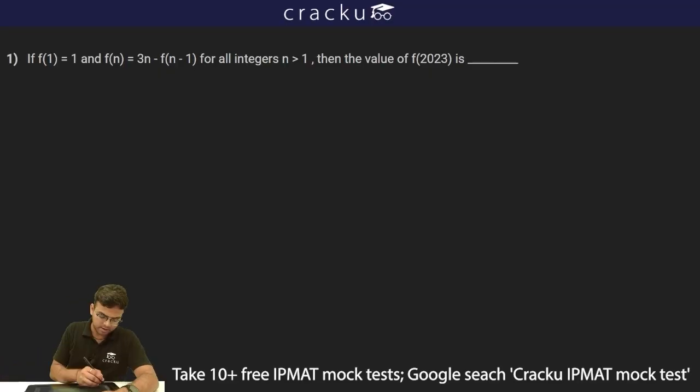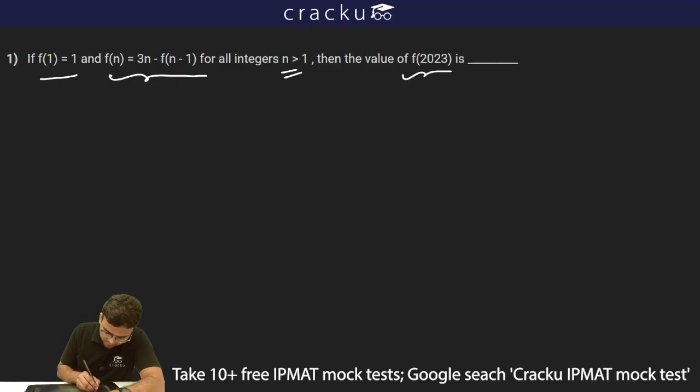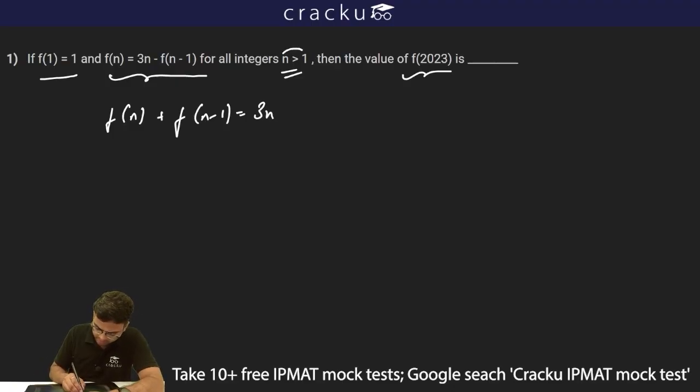So the first question is saying, it is given that f of 1 is equal to 1 and f of n is equal to 3n minus f of n minus 1 for all integers n greater than 1, we have to find out the value of f of 2023. So what we'll do, we'll simplify this equation. f of n plus f of n minus 1 is equal to 3n. Now, we have to take n greater than 1.